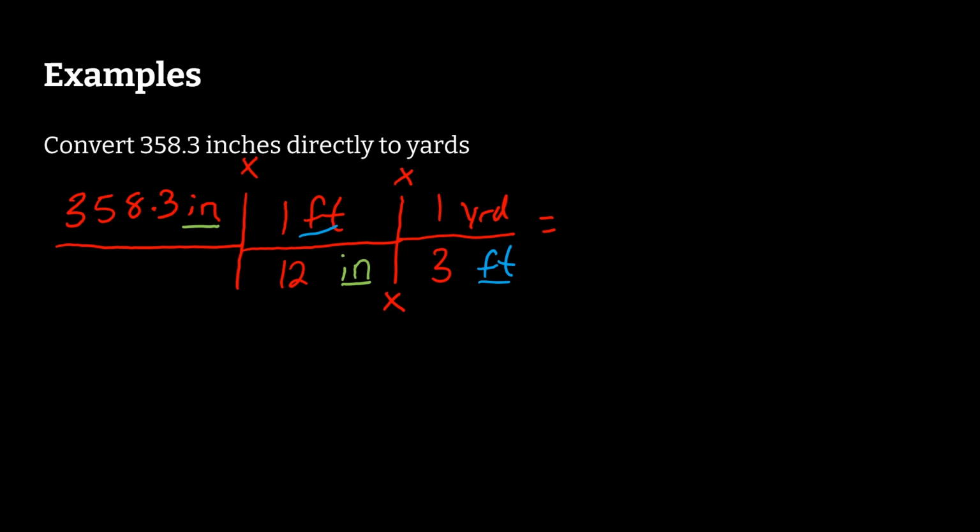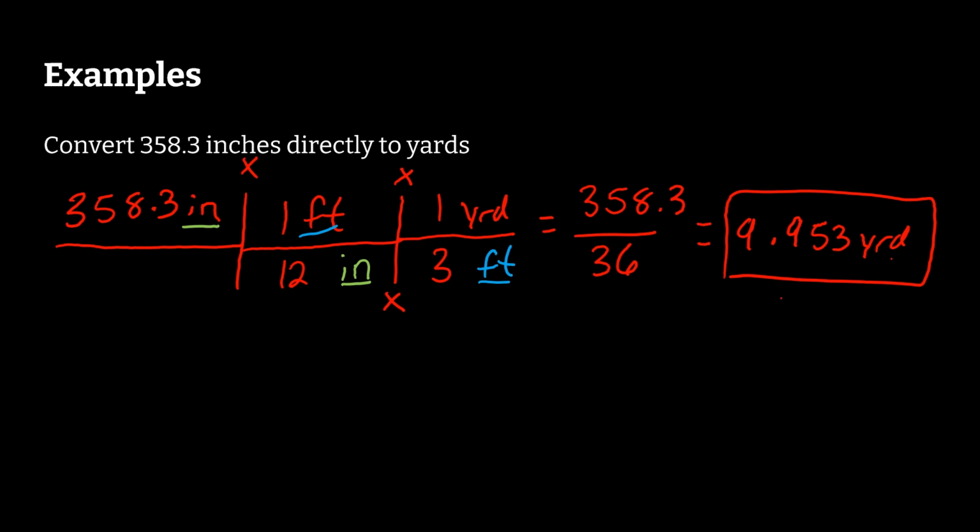So we're going to get 358.3 times 1 times 1 being 358.3, divided by 12 times 3, which will be 36. Dividing those numbers, what we end up getting is our 9.953 yards. So we end up with the same answer, but this way it's a little bit more direct because we're able to have that in just a single problem and not split it up.